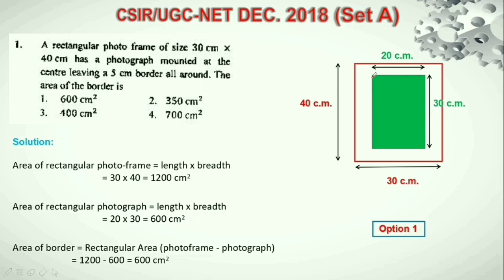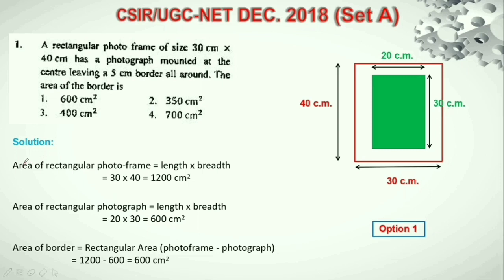Since we have to leave 5 cm border all around, if we try to calculate the length of the photograph, it will be 30 cm minus 5 cm from this side and 5 cm from here. So it will be 30 minus 10, that is 20 cm, and breadth will be 40 cm minus 5 from here and 5 from here. So 40 minus 10 will give you 30 cm.